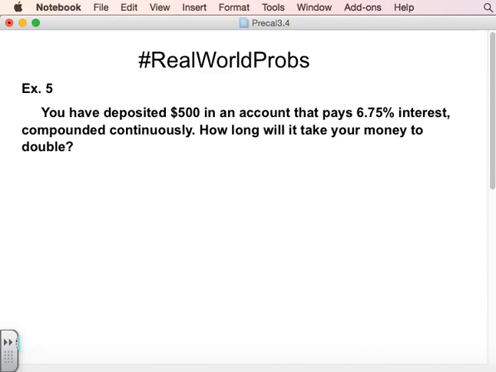All right, so continuously means we're going to use the PERT formula, right? So the amount is going to be P times e raised to the rt. The amount that we have is going to be A. Well, how much do we want A to be right here? Well, we want it to double. So we want to see how long will it take me to get $1,000? Because if I'm doubling 500, that gives me 1,000.